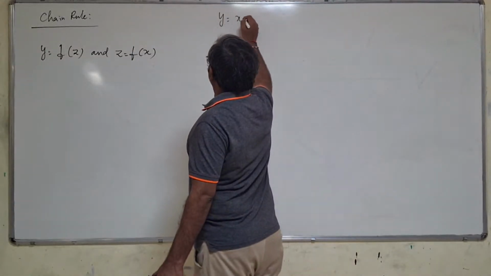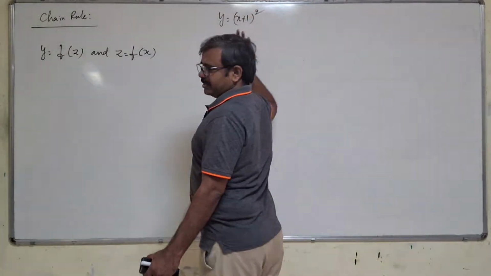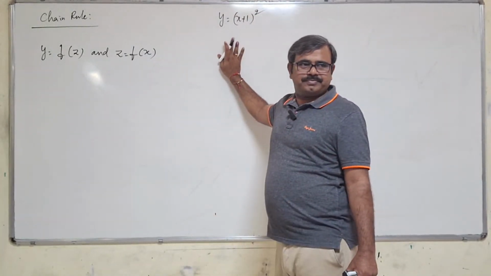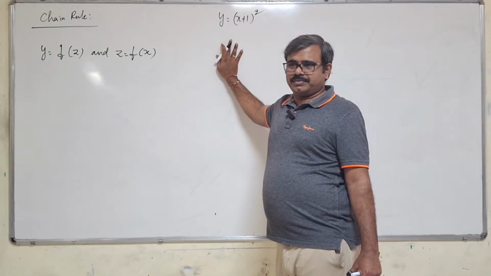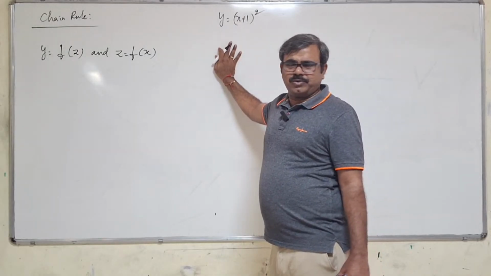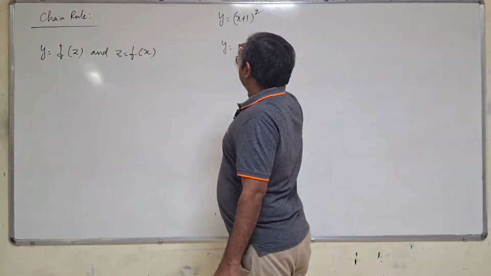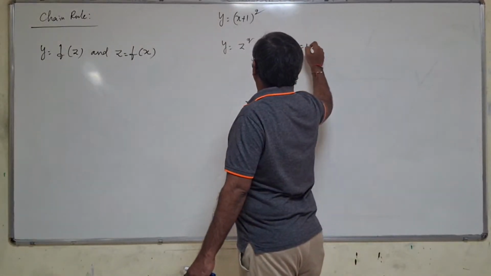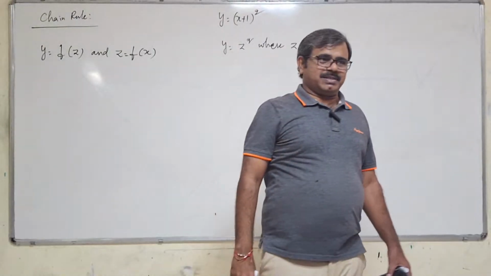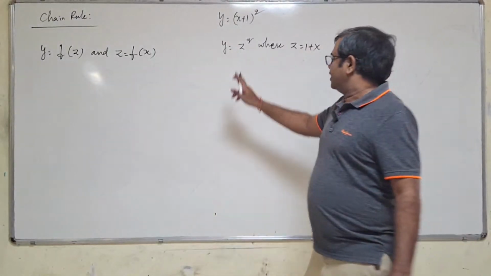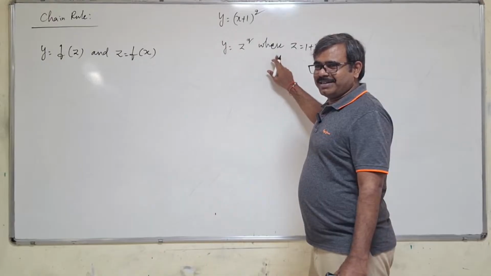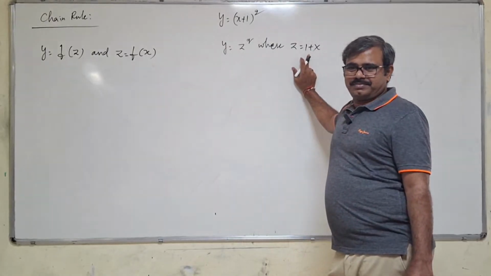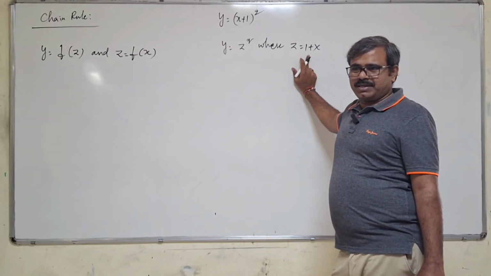y is equal to (x plus 1) whole square. I can say that this is y is equal to z square, where z is equal to 1 plus x. So y is a function of z and z is a function of x. You understand what I'm saying?